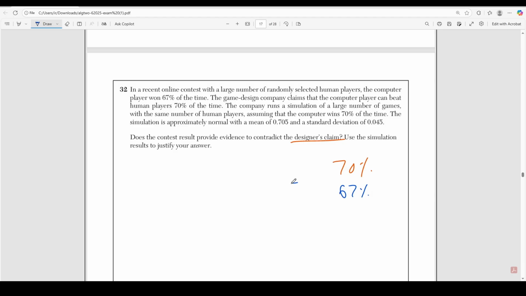And when you're seeing whether or not something is normal on the Regents, you're always looking whether or not it falls between -2 of the standard deviation and +2 of the standard deviation from the mean. In this case, we have a mean, or an average win rate, of 0.705, and our standard deviation is 0.045.